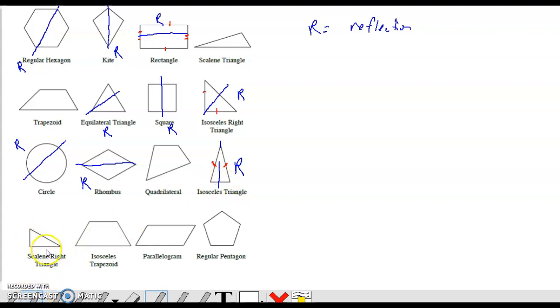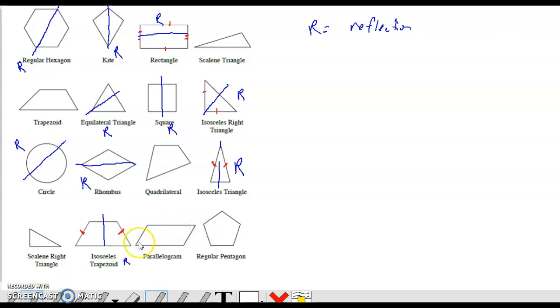Scalene. Again, the scalene triangle versus the scalene right triangle, they both don't have it, so that's it. Isosceles trapezoid, yes. Let's put a little R next to it because this side matches up with this side for an isosceles trapezoid. A parallelogram.